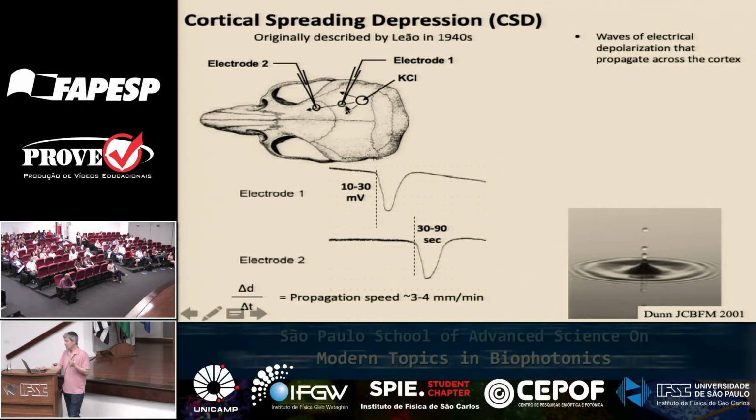So you can measure it electrically. If you have electrodes on the surface of the brain, you can see this depolarization, and it takes a few minutes to move a millimeter. Right? Now, when the neurons depolarize, they have to repolarize.